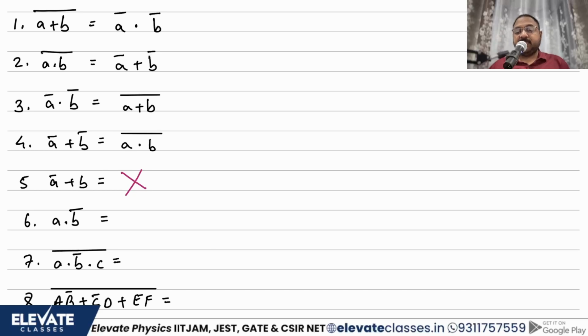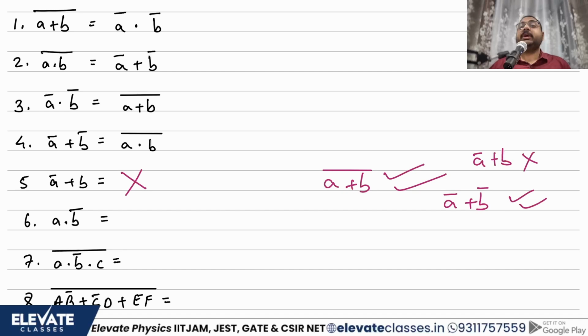What do I mean? What am I saying? Suppose you have something like A plus B and you have a complement on top of it. Now you see the complement operator is on top of both. You can apply De Morgan's. Suppose you have something like this, A bar plus B bar. Again the complement operator is on both. Apply De Morgan's. But the moment you see something like only A bar plus B, you cannot apply De Morgan's.